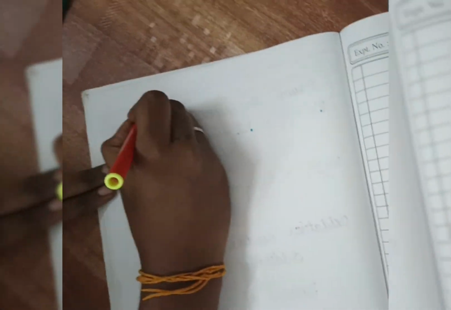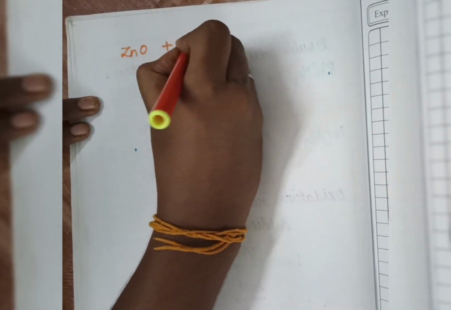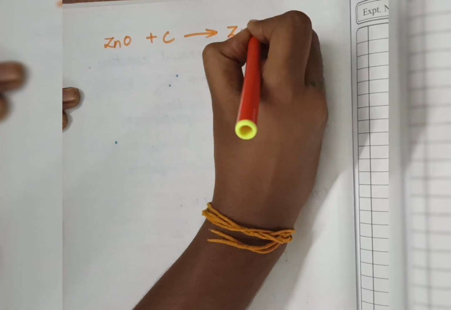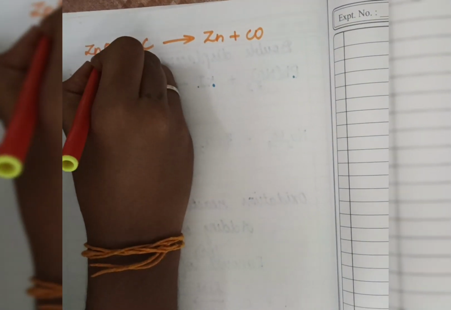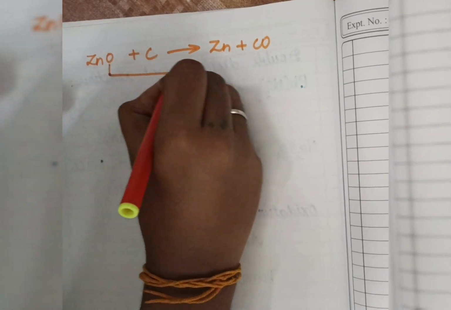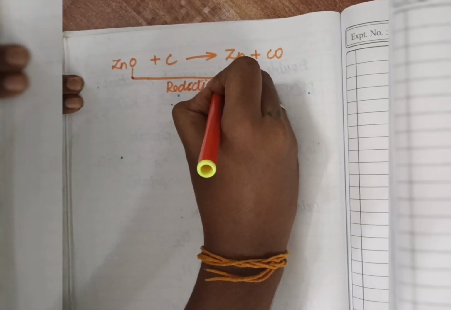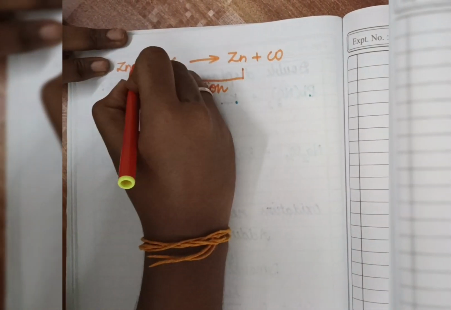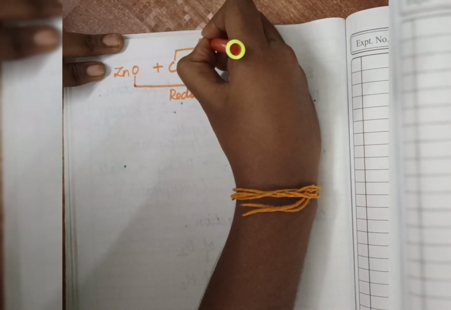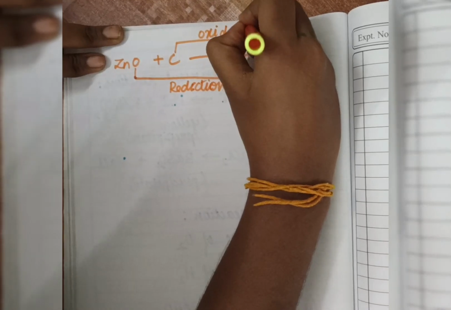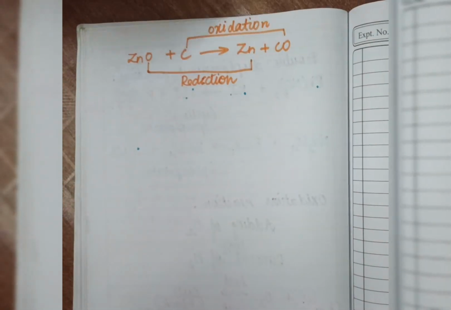Let's see some more examples. When zinc oxide is reacting with carbon, it gives zinc and carbon oxide. So oxygen is removed, which shows that there is a reduction reaction. This oxygen is added to carbon, which shows there is an oxidation reaction. It is completely a redox reaction.